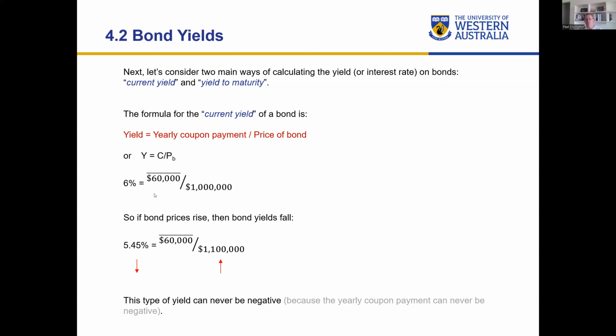Now, the only way that a 6% yield could be maintained is if the coupon went up 10% as well, to 66,000. Then 66,000 divided by 1.1 million would deliver the same yield of 6%.